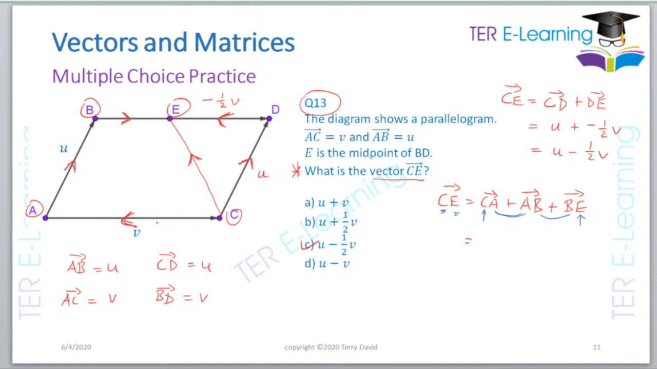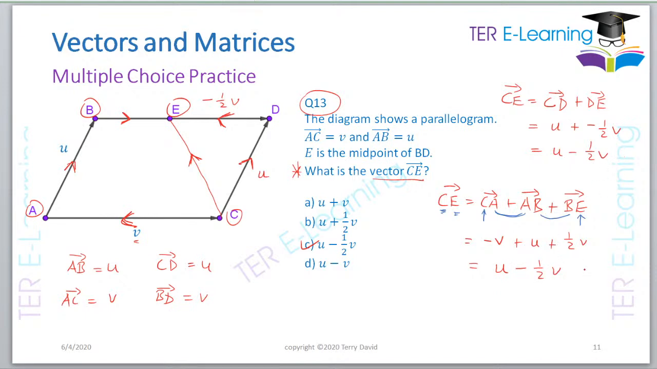CA is going in this direction, but in the opposite direction it was V. So therefore this is actually minus V, plus AB. The vector AB is U, right? And BE is really a half of V. So when you work this out here now, you're going to end up with U, and minus V plus a half V gives me minus a half V.